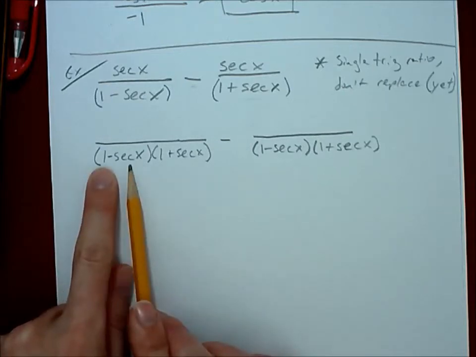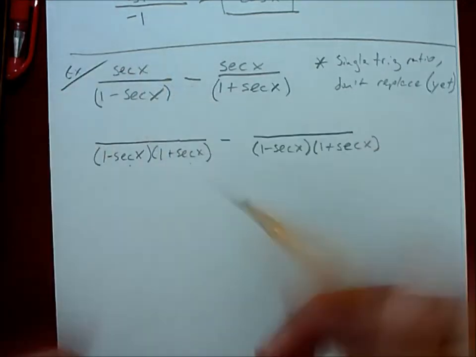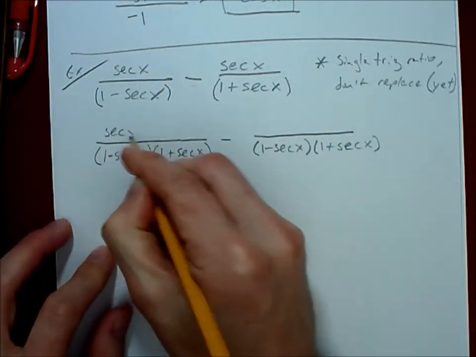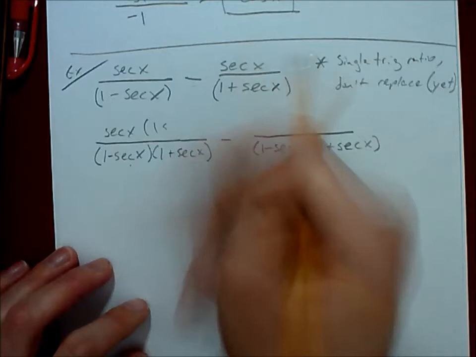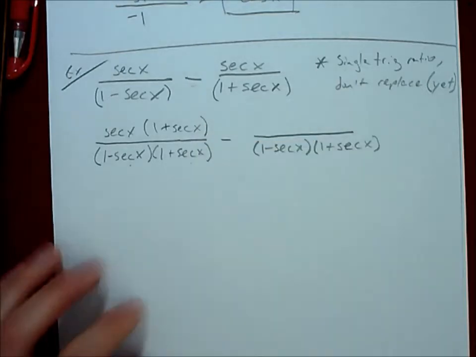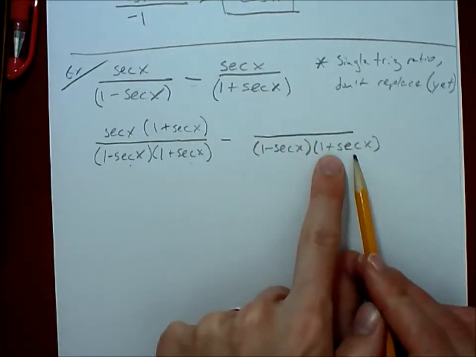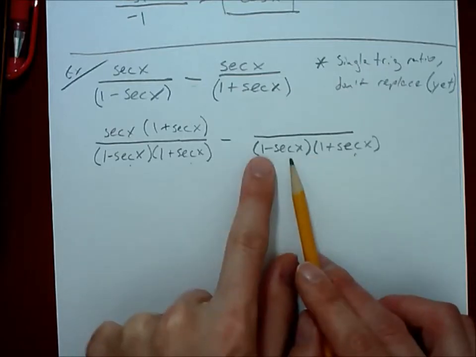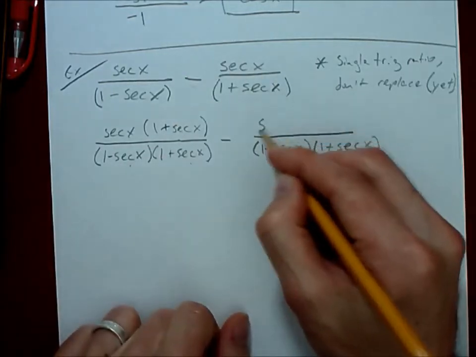We already had this factor, so I guess we need to multiply by that factor, right? So we multiply by it on the bottom. That means we need to multiply the top by the same thing. So the secant of x, we need to multiply it by the 1 plus secant of x as well. On the right-hand side, we already have the 1 plus secant of x, so we need to multiply the top and the bottom by 1 minus secant of x to get the common denominator. So we multiply the bottom by 1 minus secant of x, and we need to multiply the top by 1 minus secant of x as well.